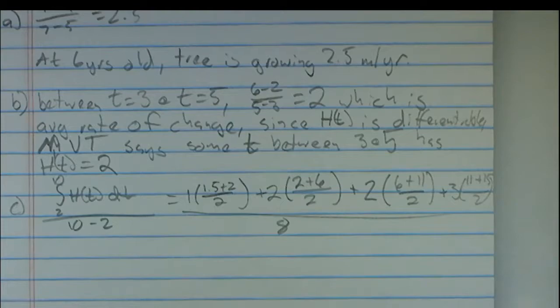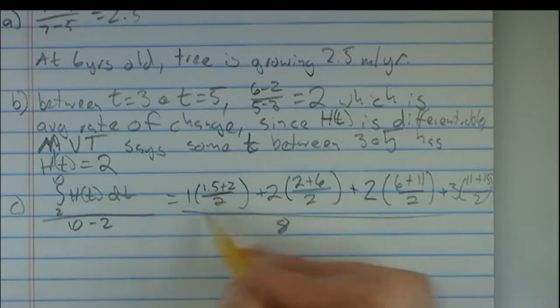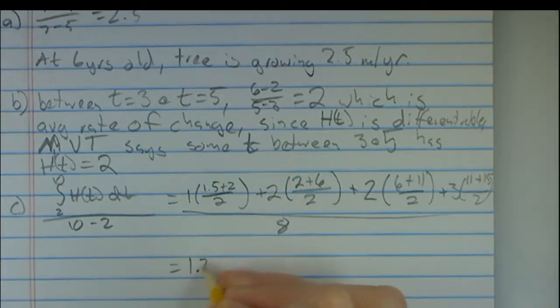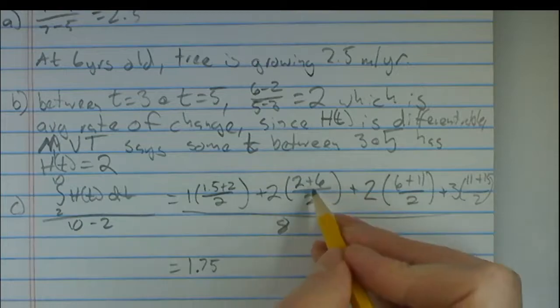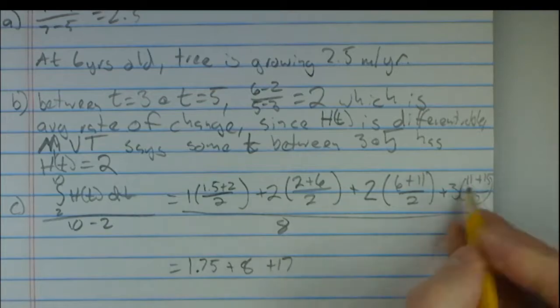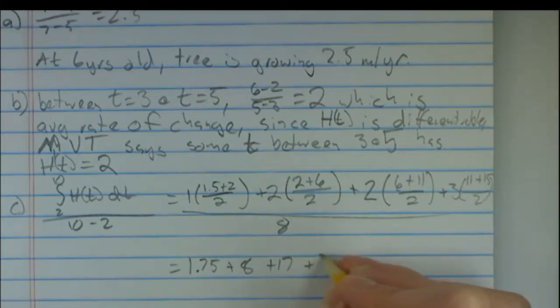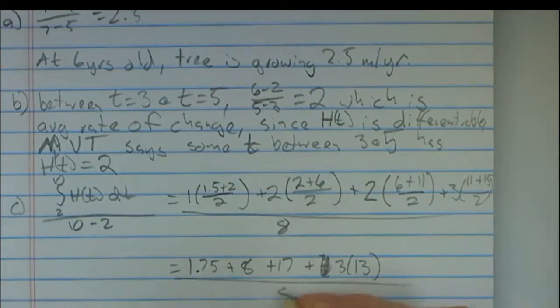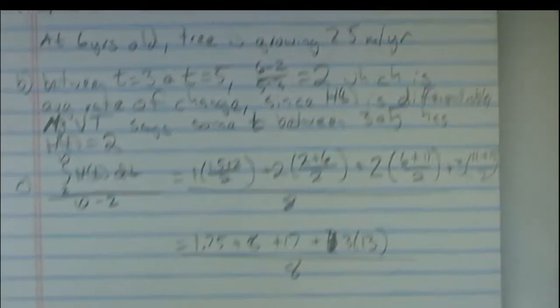And then the last term, 3.5 over 2, and the total divided by 8. That's 17, then 3 halves of 26, 3 times 13, which is 39. And you can go as far as you want.